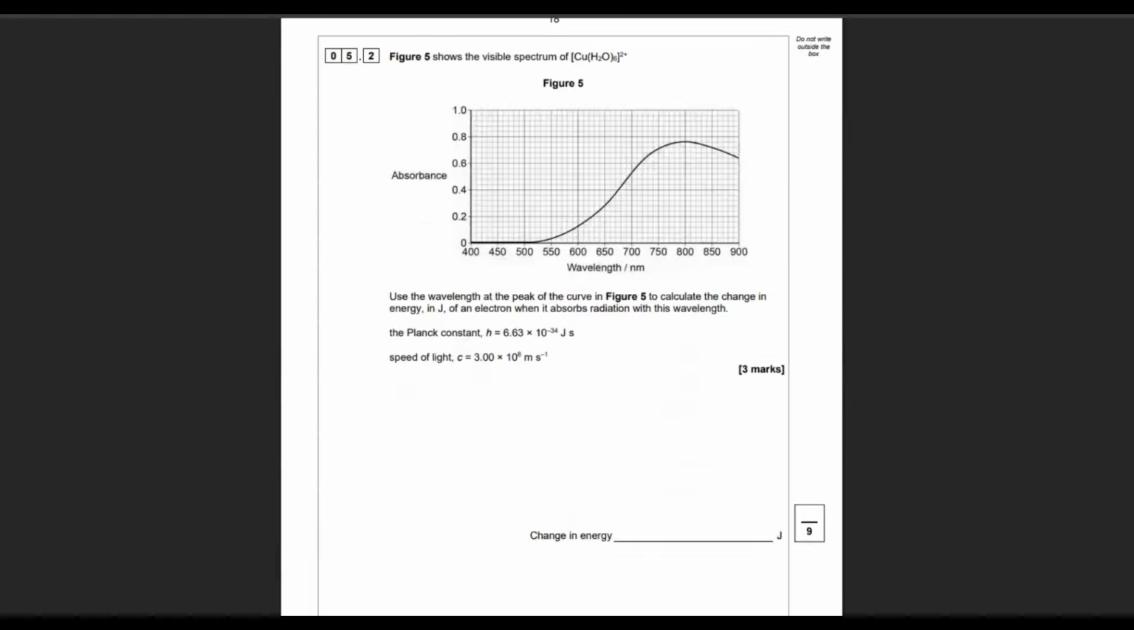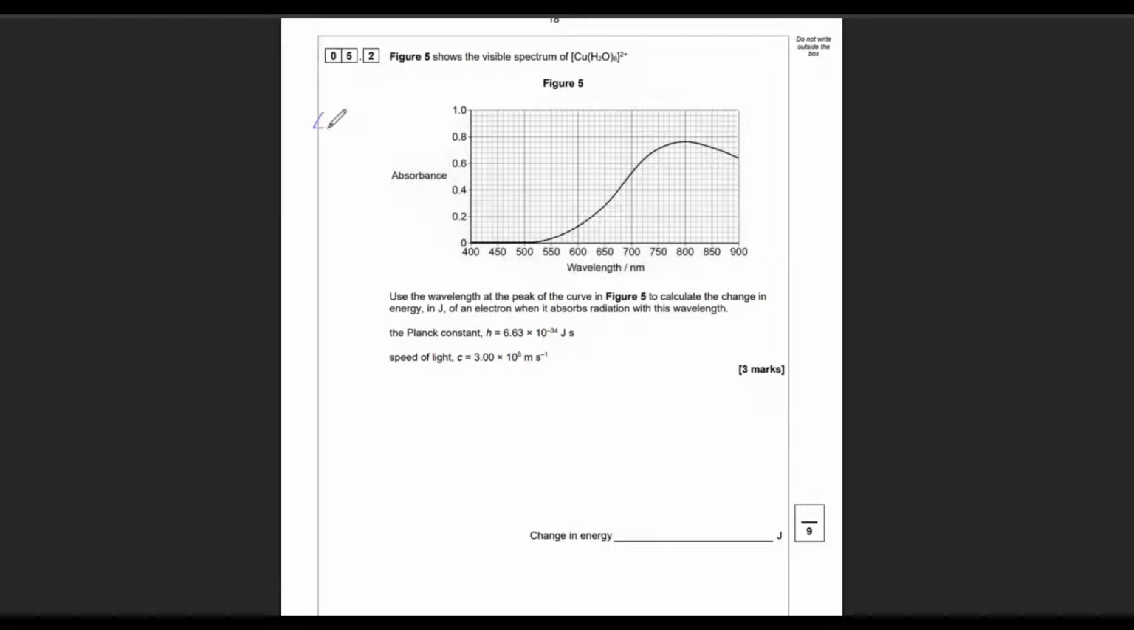Right, we're zinging on. 5.2, figure 5 shows the visible spectrum of [Cu(H2O)6]2+. We've got the absorbance here and the wavelength that is absorbed on the x-axis. Use the wavelength at the peak of the curve in figure 5 to calculate the change in energy in joules of an electron when it absorbs radiation with this wavelength. The Planck constant h equals 6.63 times 10 to the minus 34 joule seconds.